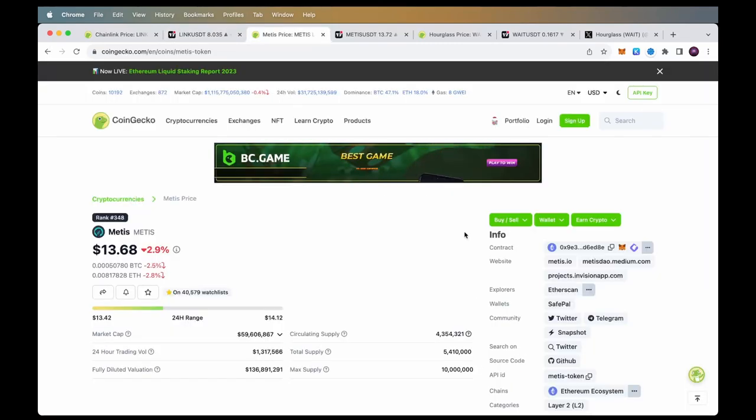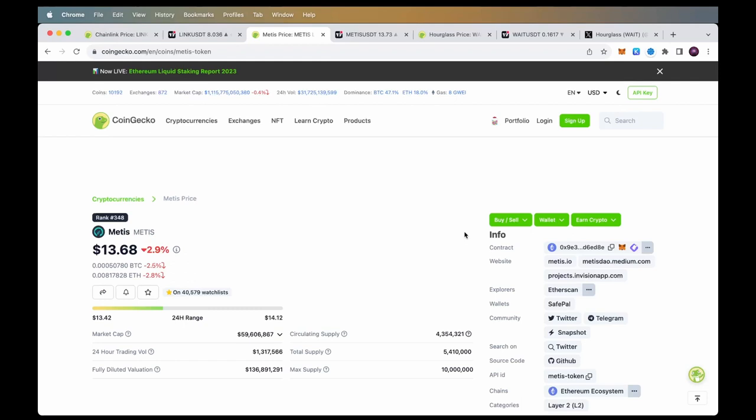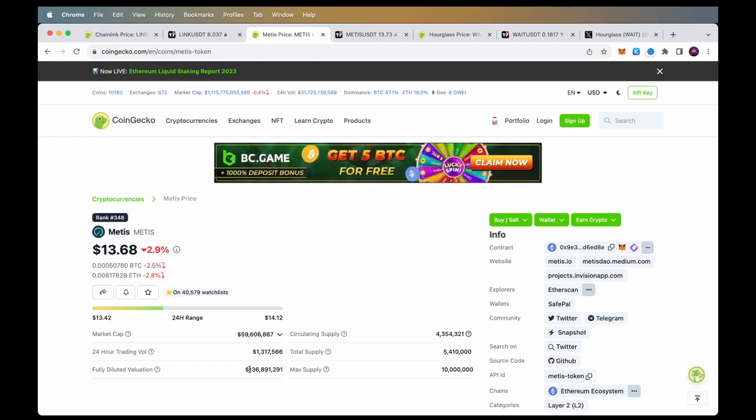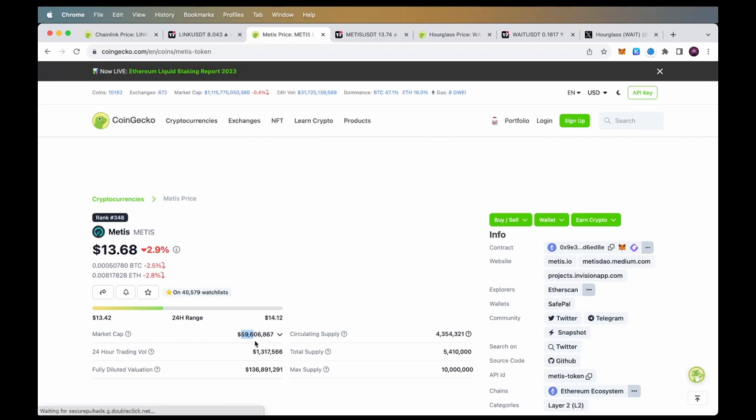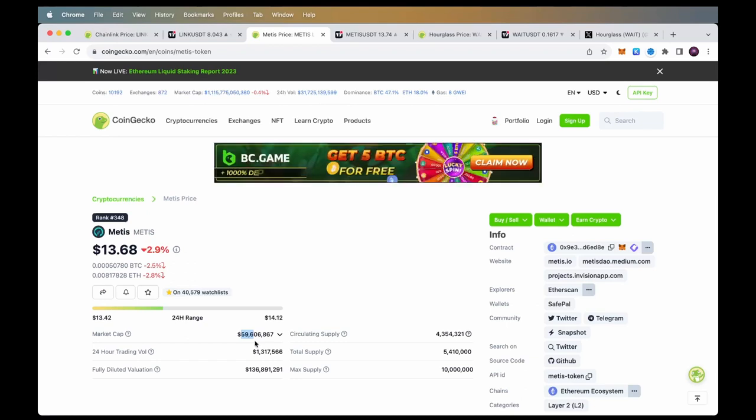Another token that I would like to talk about is Metis. Metis is at the moment trading at around $13, $14, as you can see, and their fully diluted valuation is only 136 million, while market cap is at around 59 million. So if you compare it to other layer twos like Optimism or Arbitrum, there is a huge potential for growth just based on that. And not to mention that Metis has amazing technology that they have developed. No other chain has it. And they just introduced it. They didn't follow through with marketing yet. So I believe there is a huge potential for growth when it comes to Metis.